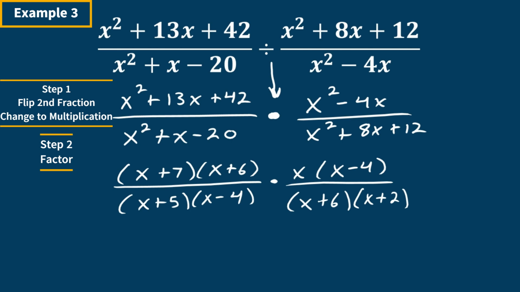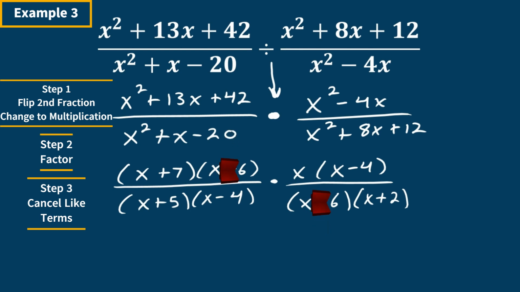Now that we factored, step 3 is to cancel like terms. So we look at the numerator and we go down one by one. Starting with x plus 7, there's no other x plus 7 terms in the denominator, so that's going to stay the same. Now let's look at x plus 6. We can see that there's an x plus 6 in the other denominator, so we can go ahead and cancel those.